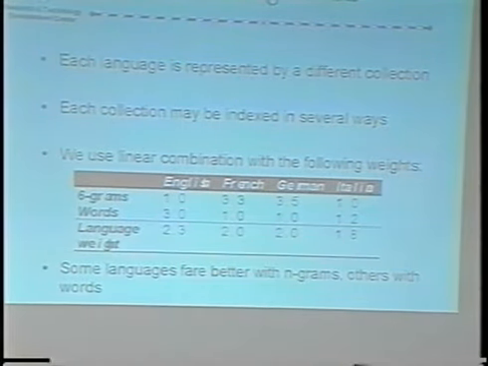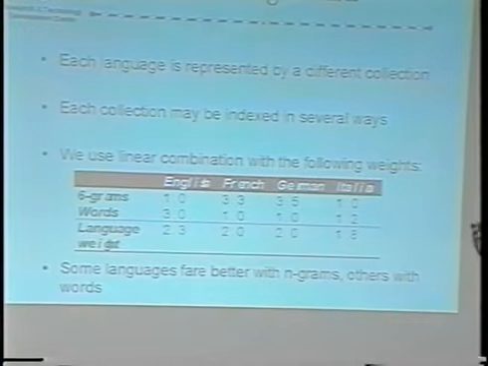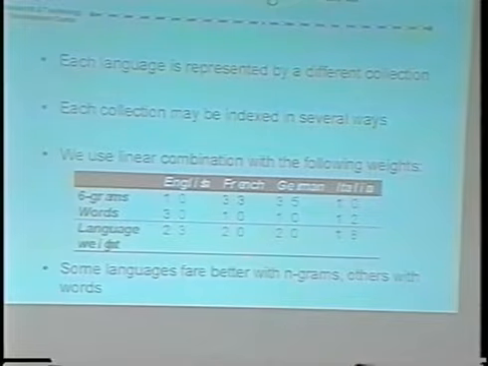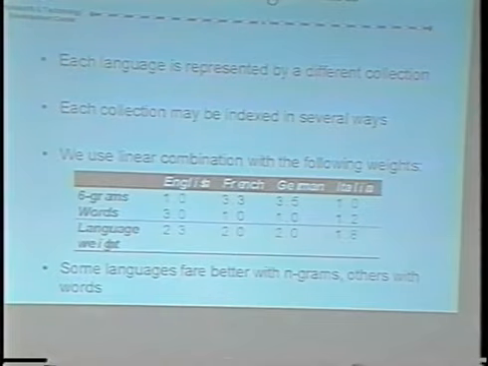Why 6-grams? Well, because 6-grams work very well in English. We didn't test the other languages. It's very conceivable that different values of n will be better for different languages, but we didn't. We did this on a very tight calendar, so we just picked 6-grams.